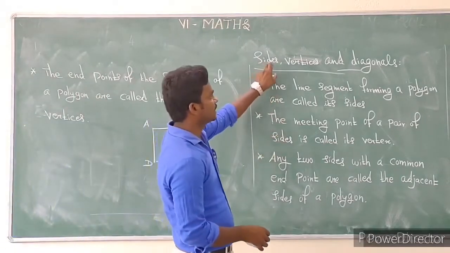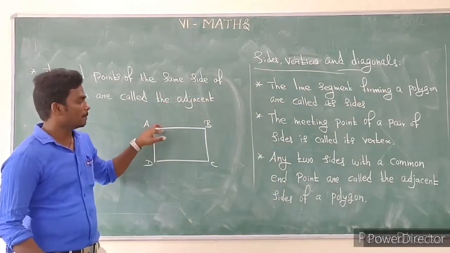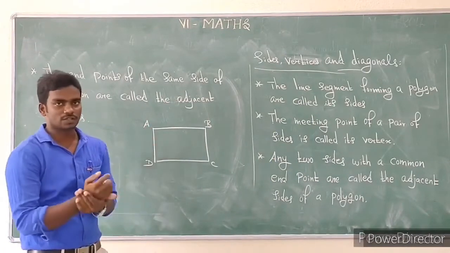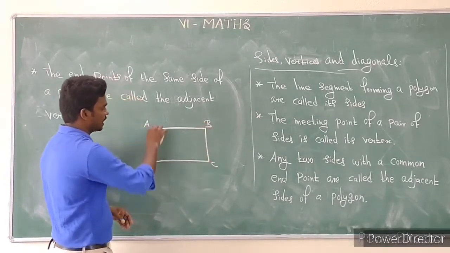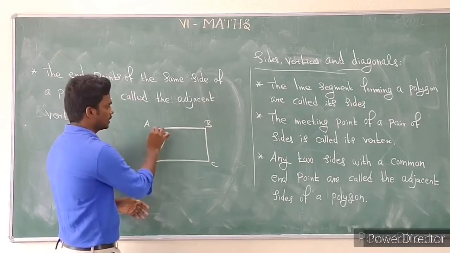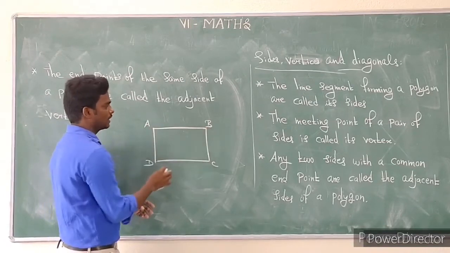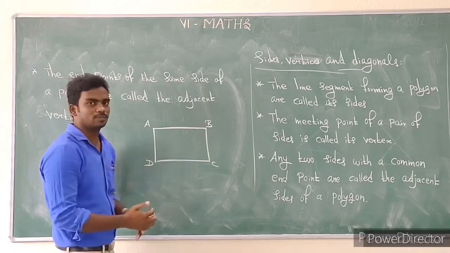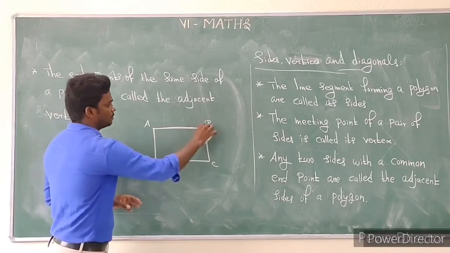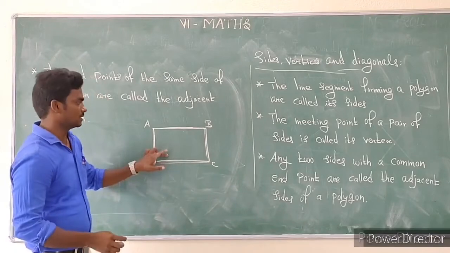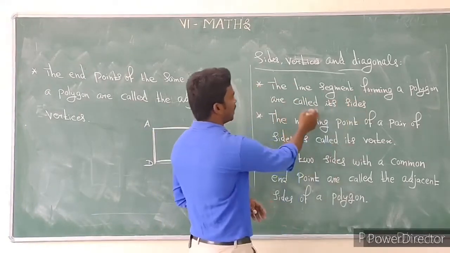Next, let us discuss the sides, vertices, and diagonals of a polygon. We know a polygon is a simple closed figure made up entirely of line segments. So a rectangle is also a polygon. The lines AB, BC, CD, and DA are all the sides of the polygon. The points A, B, C, D are the vertices of the polygon. The point A is called a vertex, B is another vertex. A, B, C, and D are the vertices. Vertices is the plural form of vertex, right? So A, B, C, and D are the points, and AB, BC, CD, and DA are the sides. Sides, vertices, and diagonals. First, the line segments forming a polygon are the sides of the polygon.